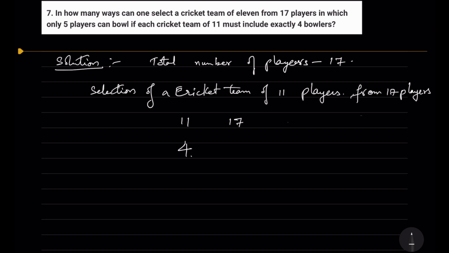Out of the 17 players, you are selecting 11. These 4 bowlers can be selected from the 5 bowlers, because the 4 should be compulsorily included. So how many are left over here? 7 players are left over. And from the others, 17 minus 5 is equal to 12 are left over, because 5 of them are bowlers and the remaining are all-rounders. So 12.